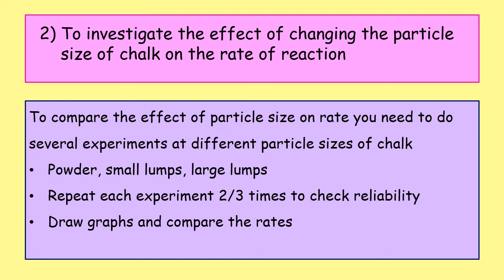If we were to take the aim of investigating the effect of changing particle size of chalk, what we would need to do is try a few different particle sizes. And the most common are to use powder, and that is a very, very small particle size. Then use small lumps, which is a medium particle size, and large lumps, which is the largest particle size. Again, you do each experiment, but also repeat each experiment 2 or 3 times to check that your results are reliable and reproducible. You again draw graphs to compare the rates.